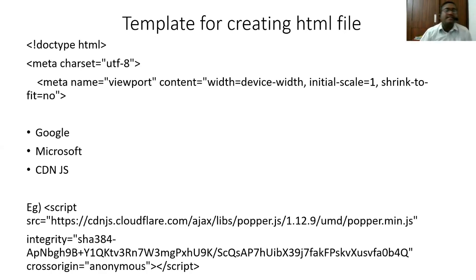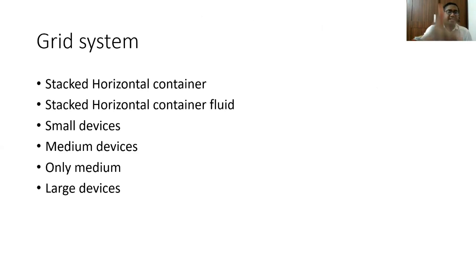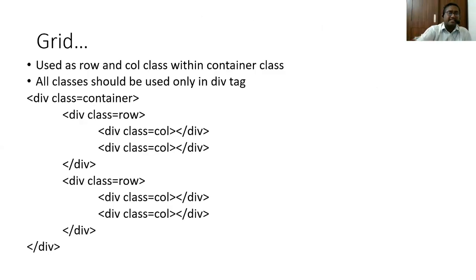For that, Google has given a particular link. Microsoft has given a link. And Bootstrap itself has a Content Delivery Network, CDN, link. So this is the division, how it was divided. And the grid system, what I told, okay, it was divided into large and medium, etc.